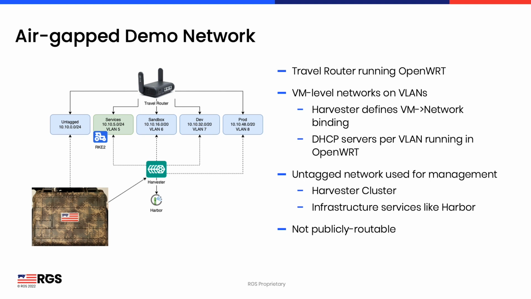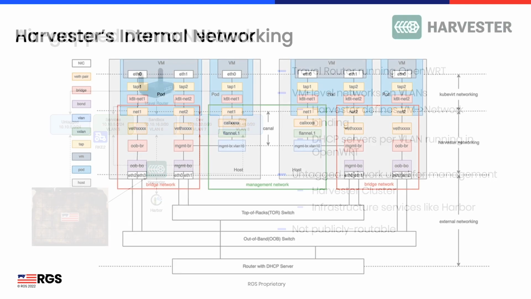So Harvester itself is running on the untagged network. It's just 10.10.0.0/24, is all it is. But the other 4 networks that are running are variations of the VLANs. So, all right, we're going to move on.